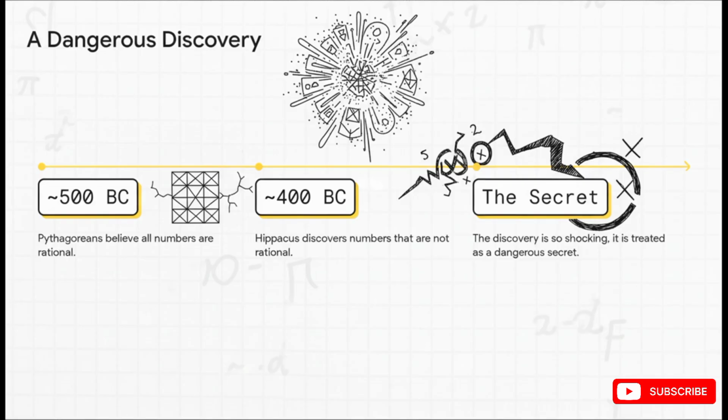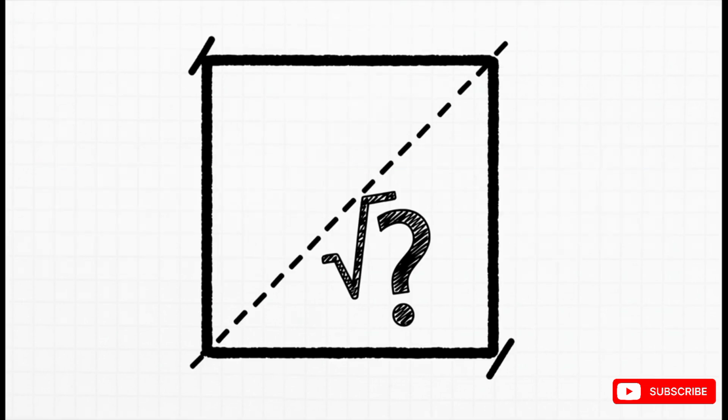But then, one of their own guys, Hippocrates, stumbled onto something that threatened to bring their entire worldview crashing down. And it all started with something so simple, a square with sides that are just 1 unit long. Using their very own famous theorem, they figured out the length of the diagonal, and that length is the square root of 2. The problem was, no matter how hard they tried, they just could not write this number as a simple fraction. It was impossible.